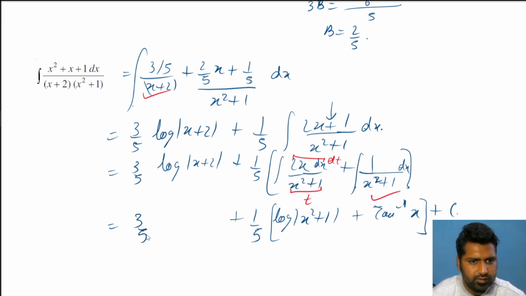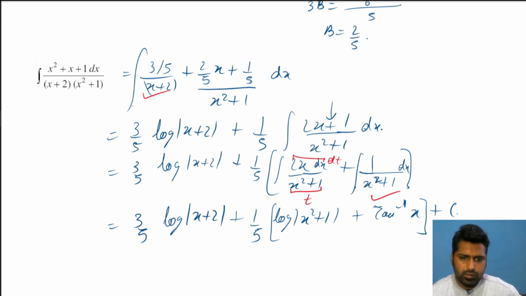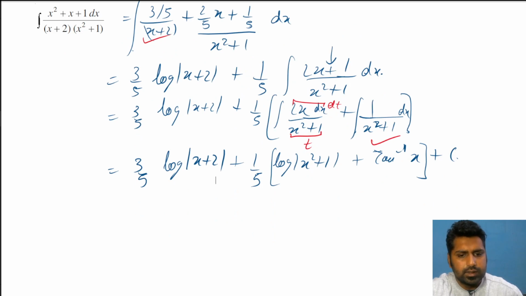3 by 5 log mod x plus 2, 1 by 5 this, and then 1 by 5 tan inverse also. All right, we're done with this. Okay, now let's discuss some tricky questions.